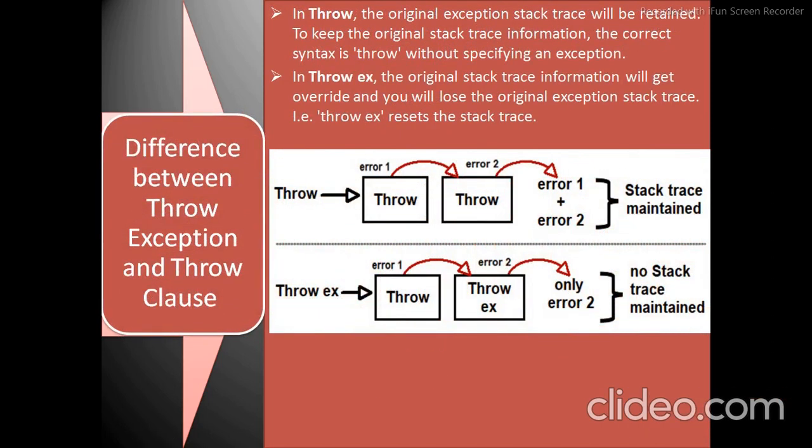Next is the difference between throw and throw ex. In throw, the original exception stack trace will be retained to keep the original stack trace information. The correct syntax is throw without specifying an exception. In throw ex, the original stack trace information will get overridden and you will lose the original exception stack trace. That means throw ex resets the stack trace. So here is the example for that.